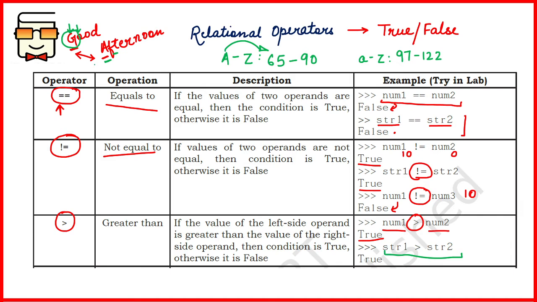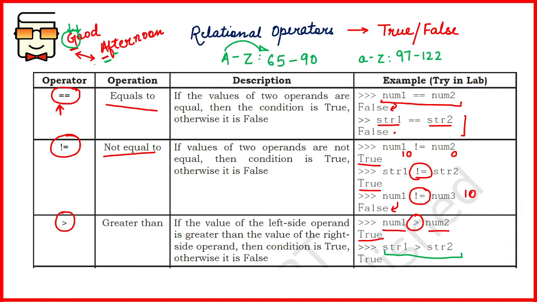So the Python shell will keep on comparing character by character in both the strings until two different characters are encountered, because when two different characters are found in both the strings, at that time the Python shell will be able to determine whether string 1 is greater than string 2 or whether string 2 is greater than string 1. Alright.